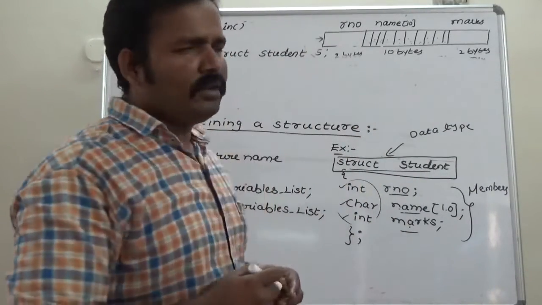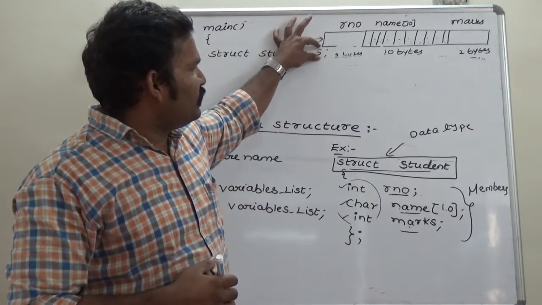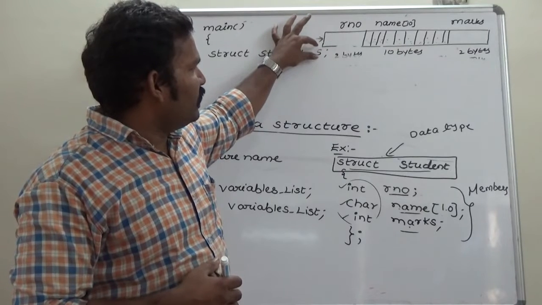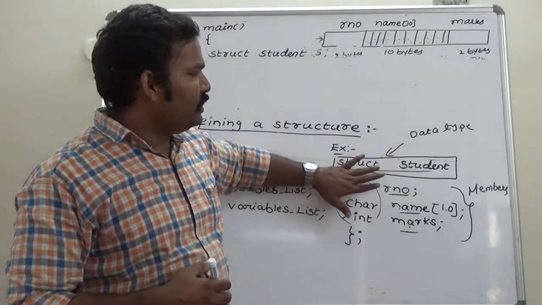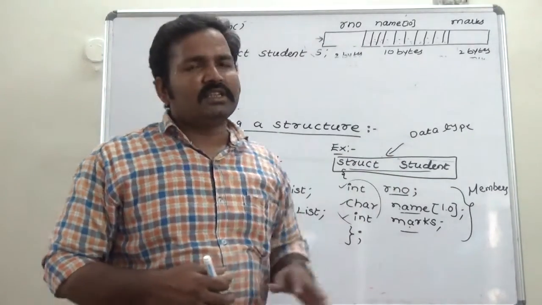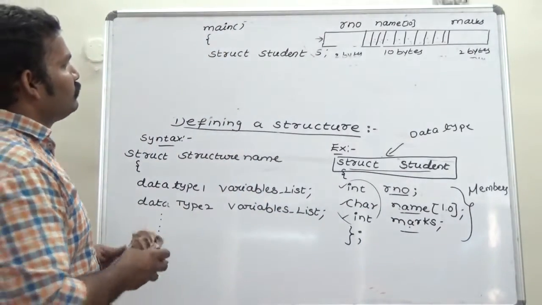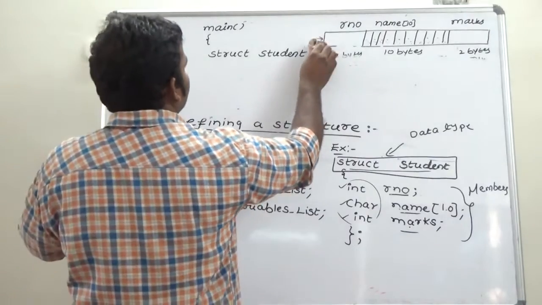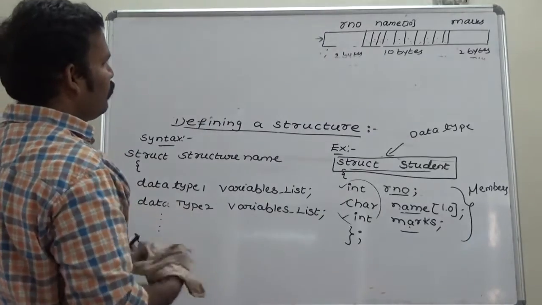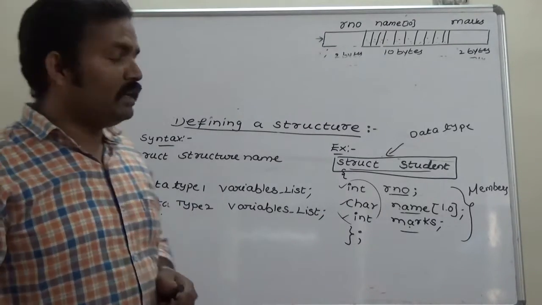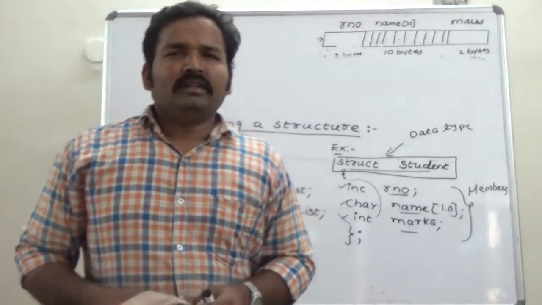We just have to remember only one point: when we declare a structure variable or object of this particular structure, only then will the memory be allocated for the structure variables or structure members. So, clear? This is about defining a structure. Thank you.